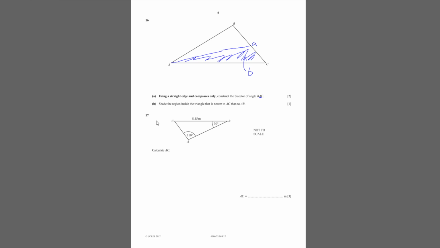Next, question 17. We are given a triangle with points A, B, and C. BC is 8.15. Angle B is 30 degrees, and angle A is 110 degrees. What we're going to do is calculate AC. Keep in mind, this is not to scale. So, to calculate AC, we're going to need to use the sine rule.